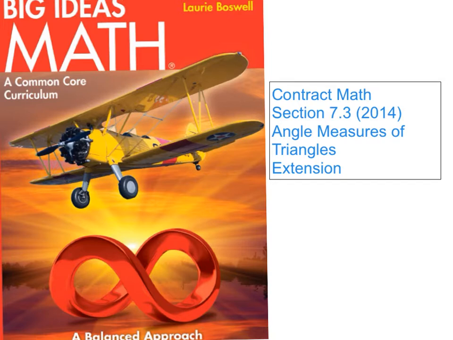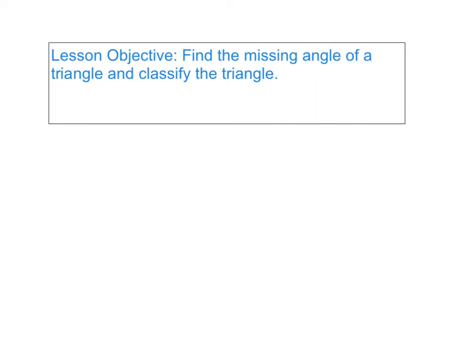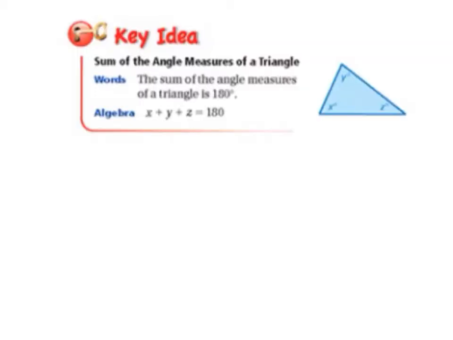Pause while you write Section 7.3, 2014 edition, Extension in your math notebook. Pause again while you write the lesson objective in your math notebook. The objective is find the missing angle of a triangle and classify the triangle. Write the key idea in your math notebook. The sum of the angle measures of a triangle is 180 degrees.